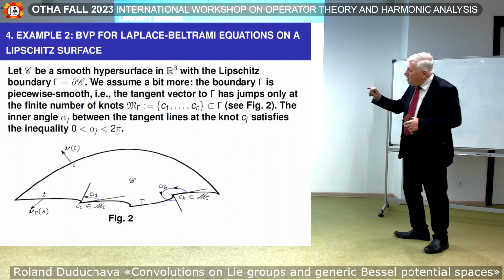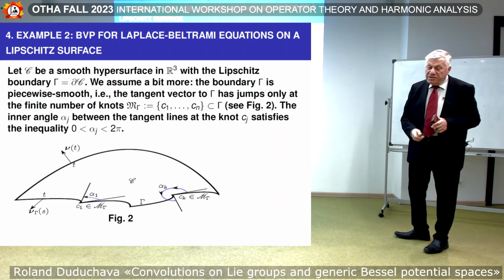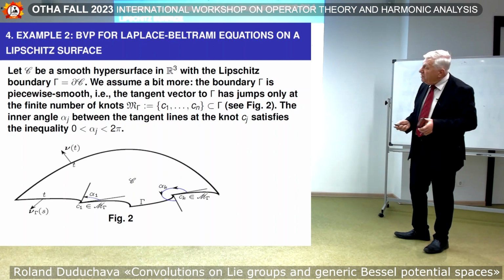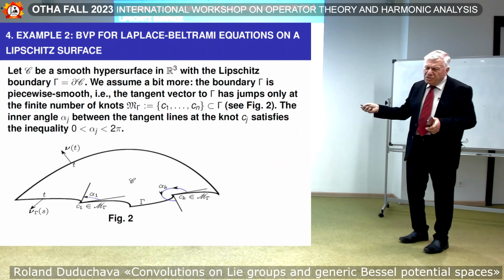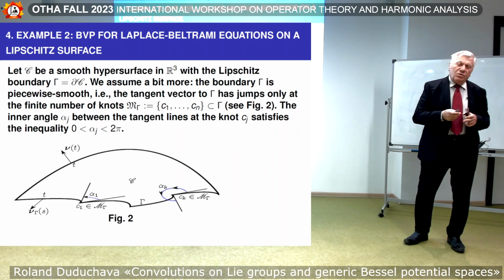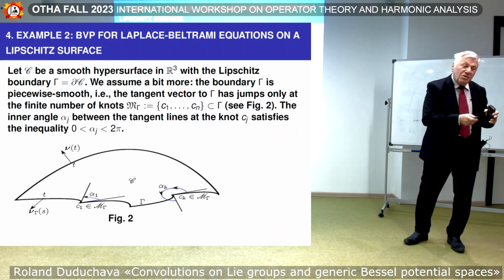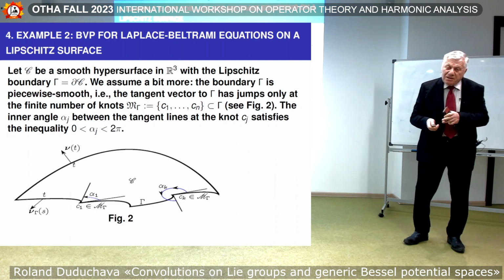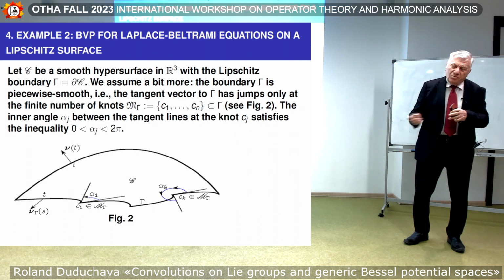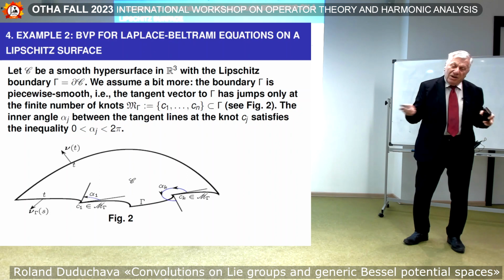If you consider boundary value problems for the Laplace-Beltrami equation on the surface, when the surface has angular points, Lifshitz boundary, so we reduce this problem to the model problems and investigate it in two different Bessel potential spaces, classical Bessel potential spaces, and generic Bessel potential spaces, because the boundary integral equations which emerge here, they are convolutions on half-axis.